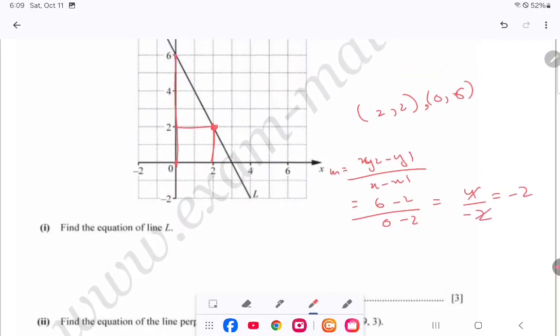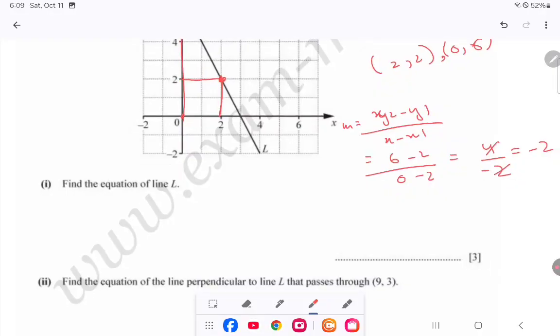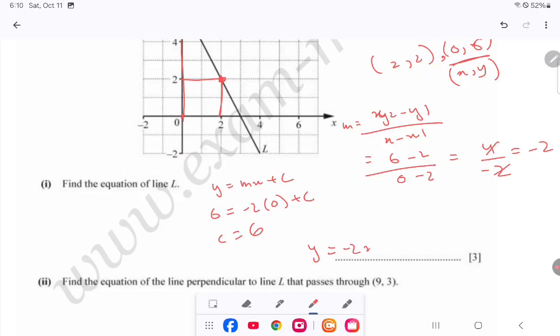Now we have to find the equation. For c, we can take any point. We are taking (x, y) as (0, 6) in the equation y = mx + c. The y value is 6 and m we just calculated is negative 2. x we take as 0, plus c. C will become 6. So the equation of the line will be y = -2x + 6, where the value of c is 6. This is the line equation.